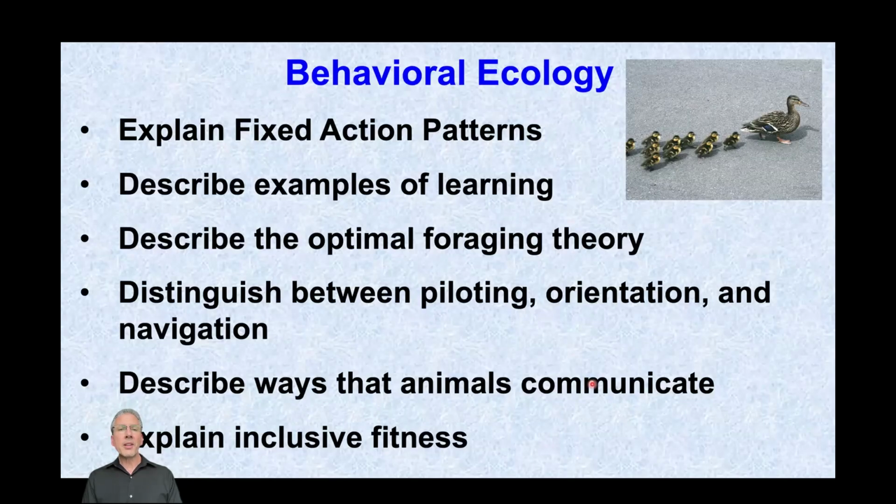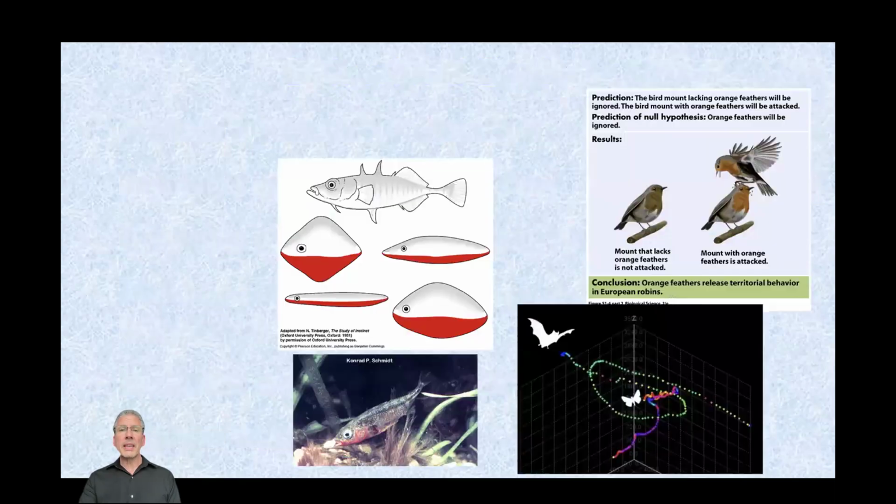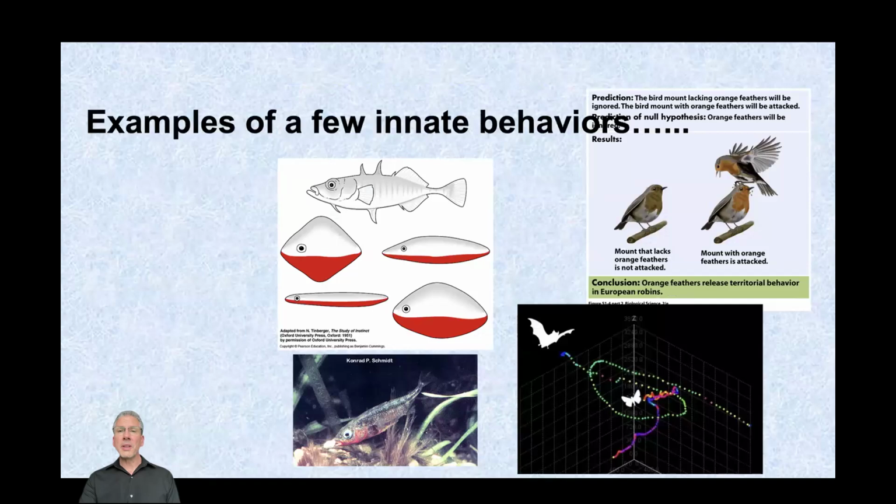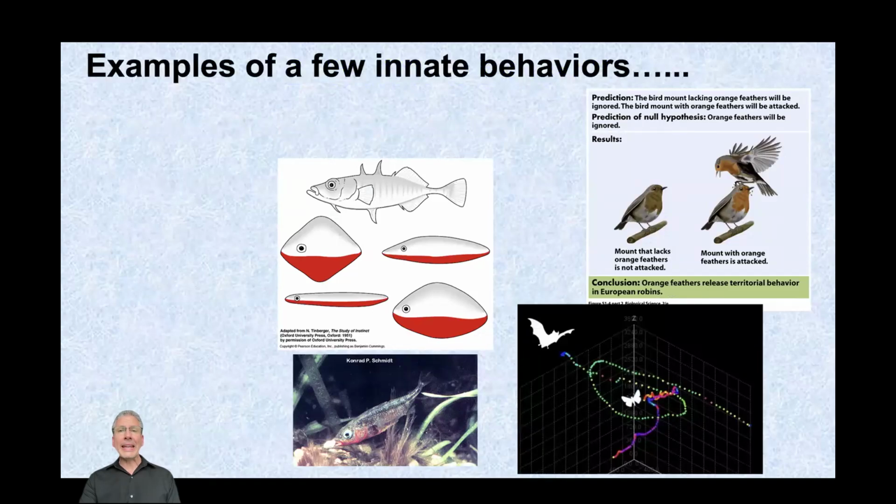After finishing this video, you should be able to explain fixed action patterns. You should also be able to describe examples of learning in animals, as well as the optimal foraging theory. You should be able to distinguish between piloting, orientation, and navigation, and describe some of the ways in which animals communicate with each other. And lastly, you should be able to explain the concept of inclusive fitness and its role in understanding altruistic behaviors. So let's begin with a few genetically based, instinctive, innate behaviors.